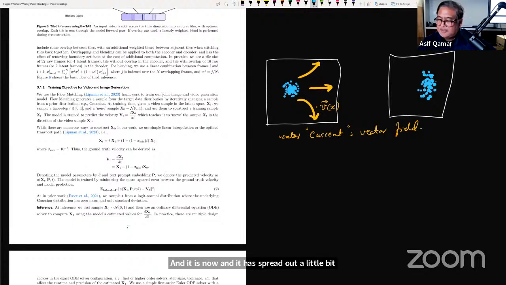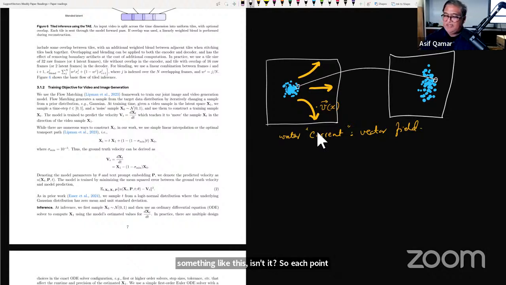It is looking something like this, isn't it? So each point here has moved to some point here. Are we making sense, guys? This is the flow.